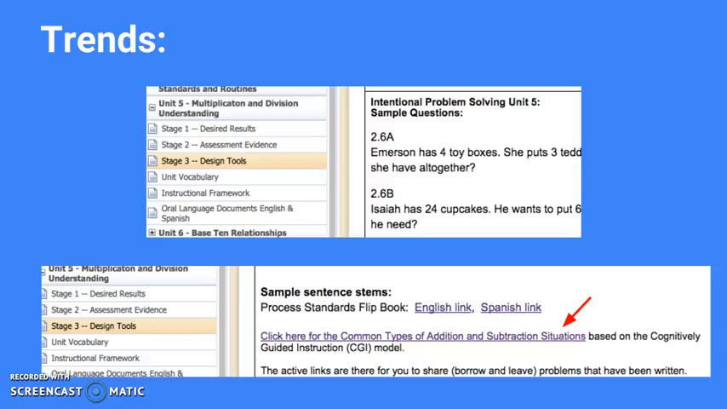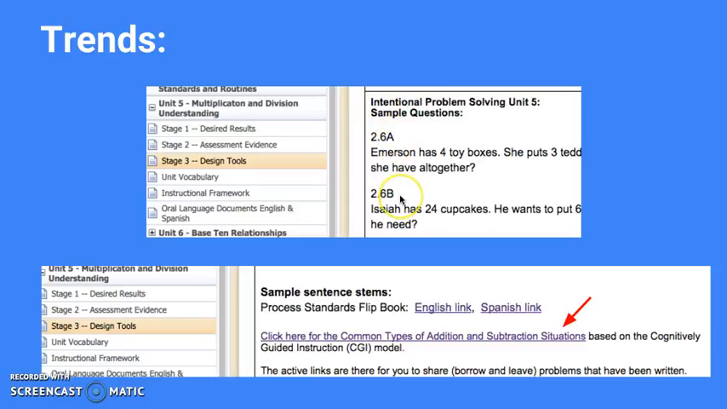Some trends as I was analyzing the data for the district for the 3rd grade second 9-week CBA: one of the challenges I saw as students looked at their data was the rigorous problem solving, specifically the 2-step problems for our 3rd graders. The curriculum writers have worked really hard to add some sample intentional problem solving problems into stage 3 in Forethought. So you can go to any of the units in the 3rd 9 weeks, go down to the stage 3 design tools, and you will see some sample questions here.